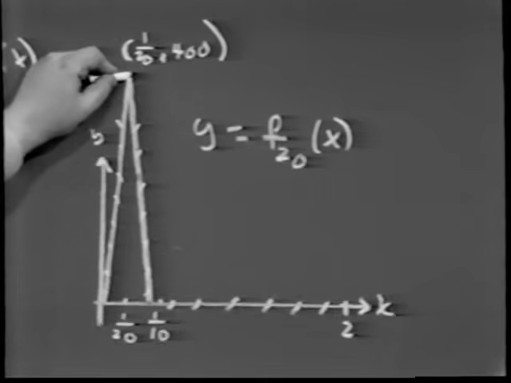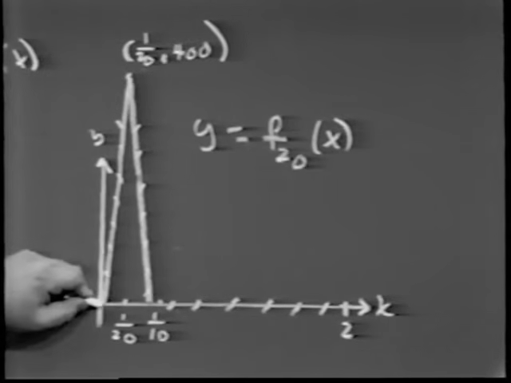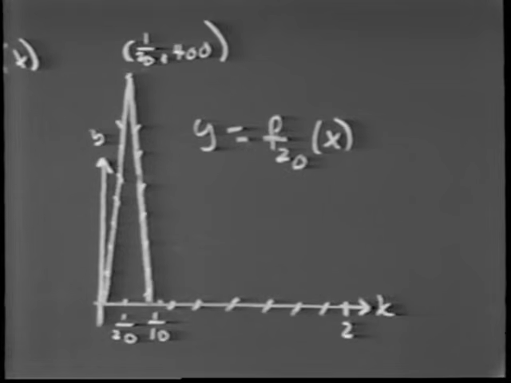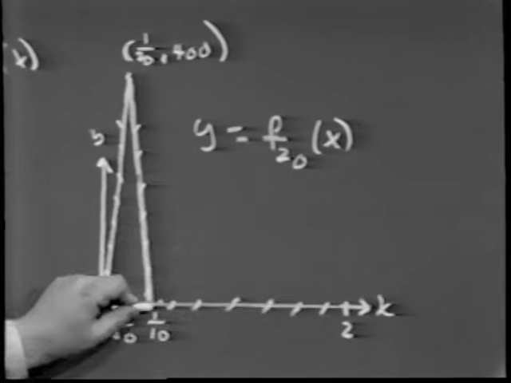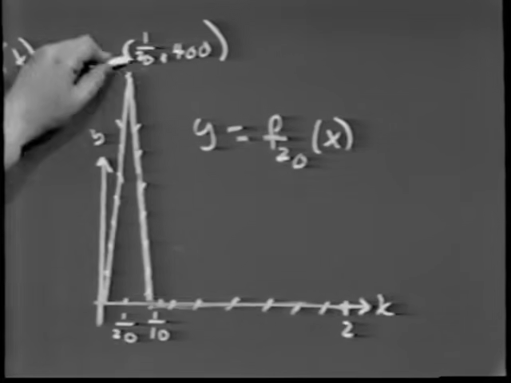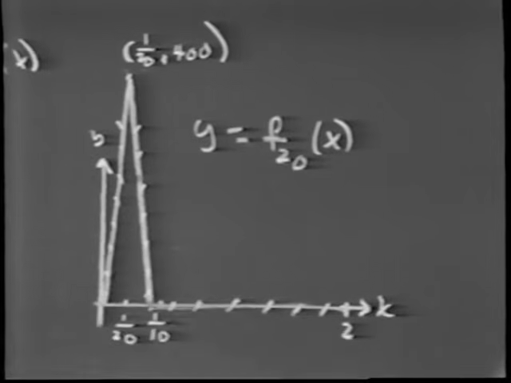And I obviously haven't drawn this to scale, but you now draw the straight line that goes from the origin to this point. Then from this point, you draw the straight line that comes back to the x-axis, hitting it at x equals 1/10, and then you come across the x-axis all the way to x equals 2. This would be the graph of y equals f sub 20 of x.